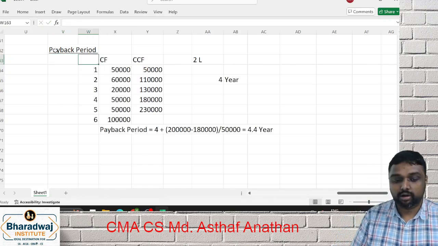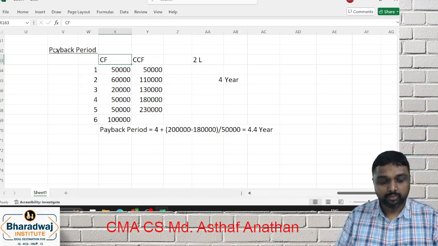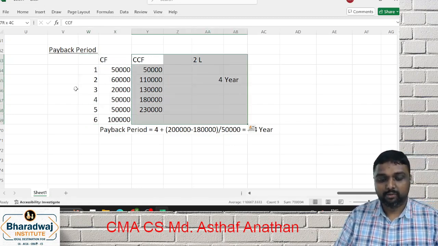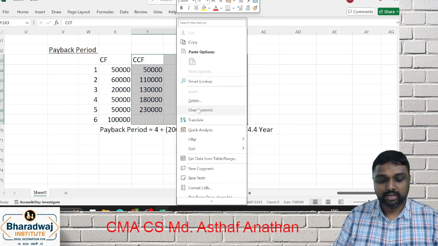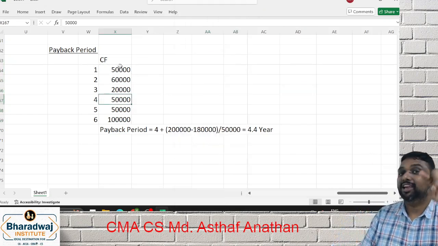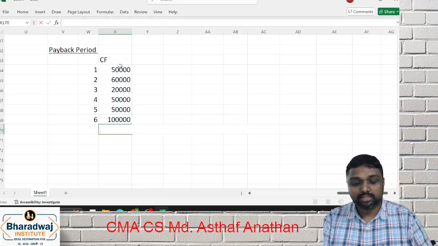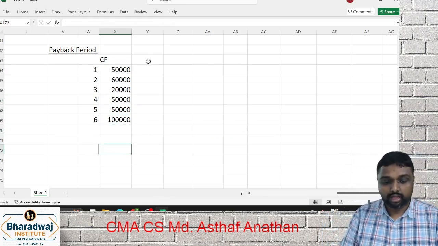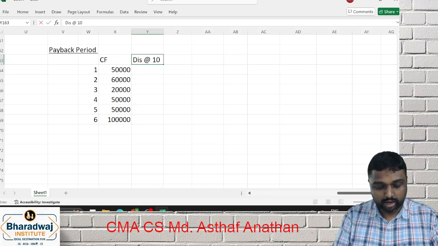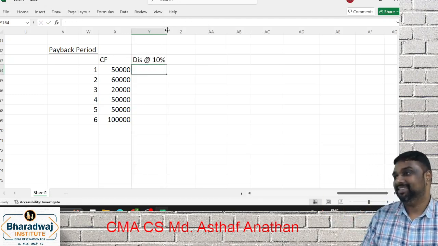What is this discounted payback, my dear friends? Same cash flow only. What we will do now is take one additional column. See, you're getting 50,000 today, and 50,000 after 4 years. Both are the same value or different value? Different value. So you have to consider the time value of money. For that, you will take the discount rate and go for discounted cash flow. Let us assume 10%.